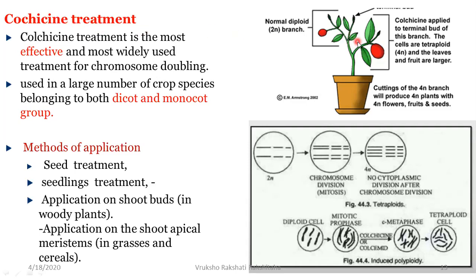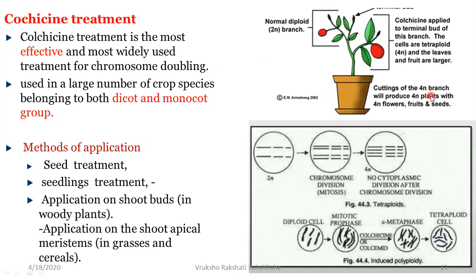So you can see a pic over here of a plant. You can see this branch. This is the normal diploid branch. When colchicine is applied to the terminal bud, the branches which are formed will show chromosome doubling, that is, the phenomenon of autopolyploidy. You can see over here the leaves are larger in size and also the fruits are larger in size. Now, if you take a cutting of this branch and then propagate it, then you can get diploid plants.